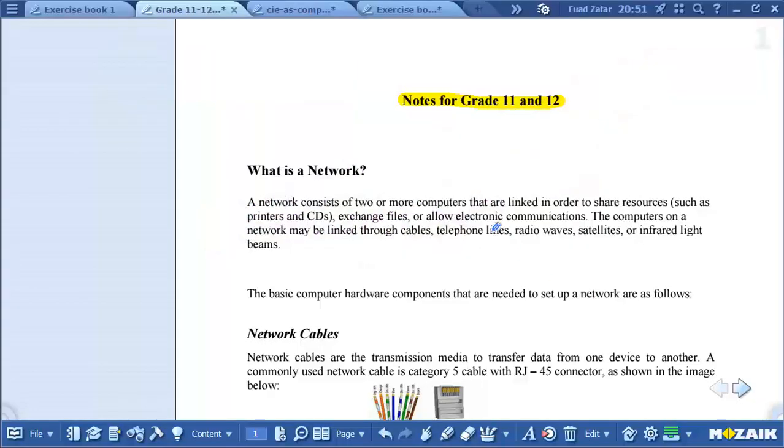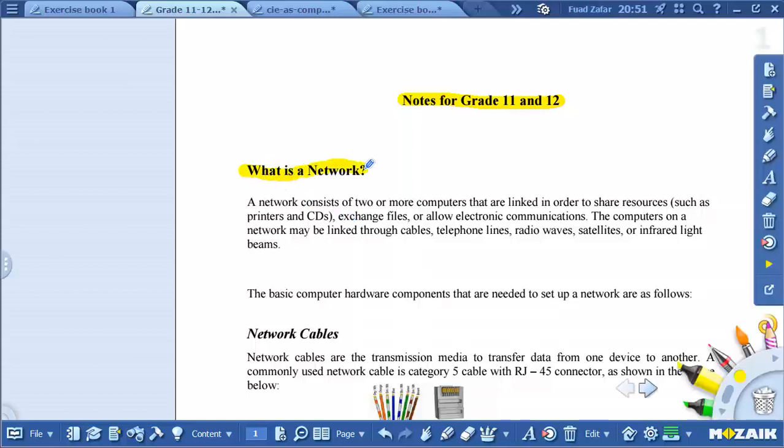Hello students, today I'm going to revise with you computer science for grade 11 and 12, the worksheet which I gave you. So our topic is going to be all about networks, and later on we're going to continue with the last sheet which I gave to you. So let's start. What is a network?